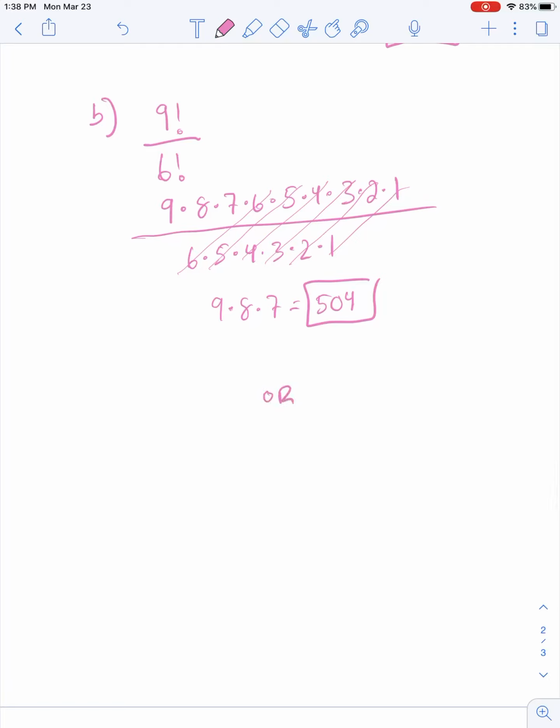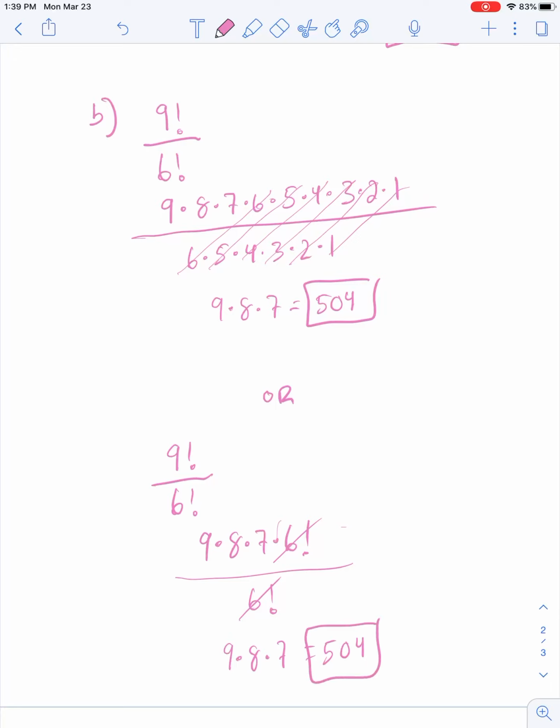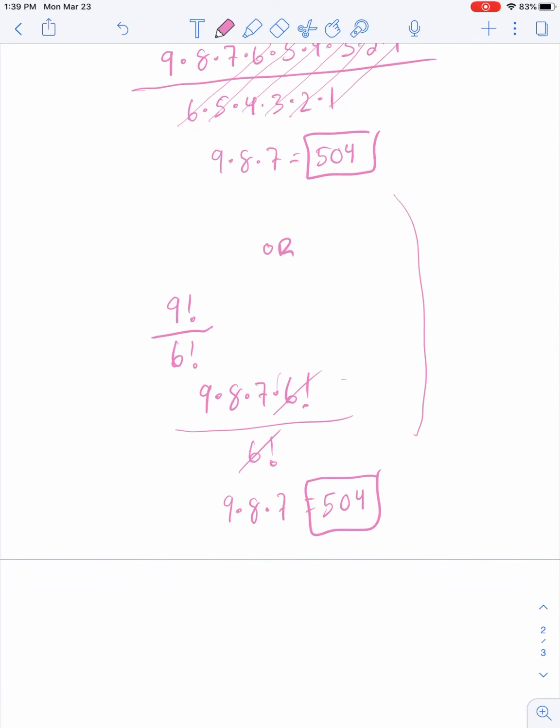Or we could have looked at this a different way. 9 factorial over 6 factorial. Couldn't we just say 9 times 8 times 7 times 6 factorial? Because this 6 factorial means 6, 5, 4, 3, 2, 1. Keep the bottom the same, 6 factorial. Those factorials cancel, and we're left with 9 times 8 times 7, which still gives us 504. So two different ways of doing it, and we can see that our answer is still the same.